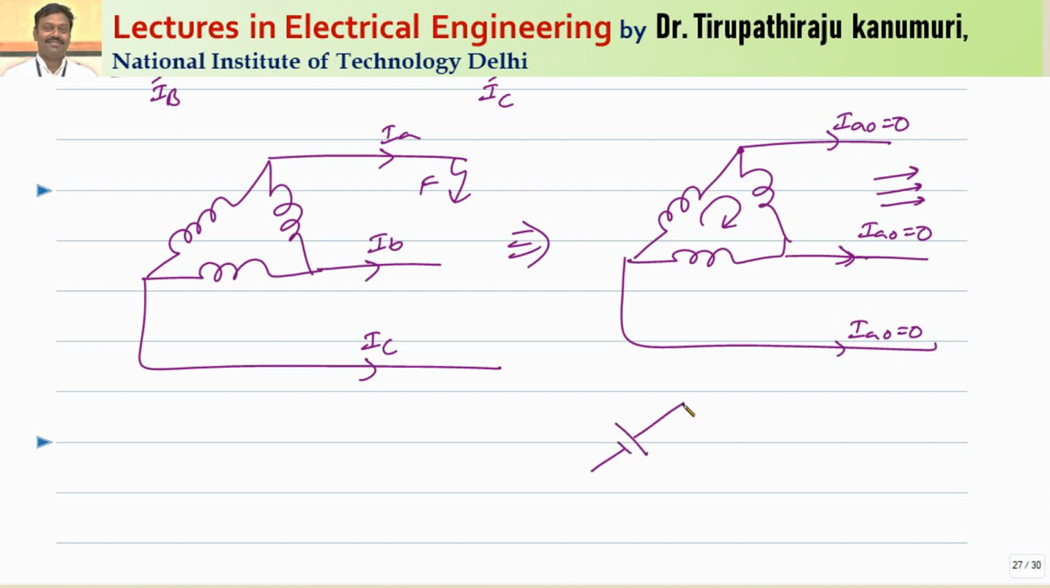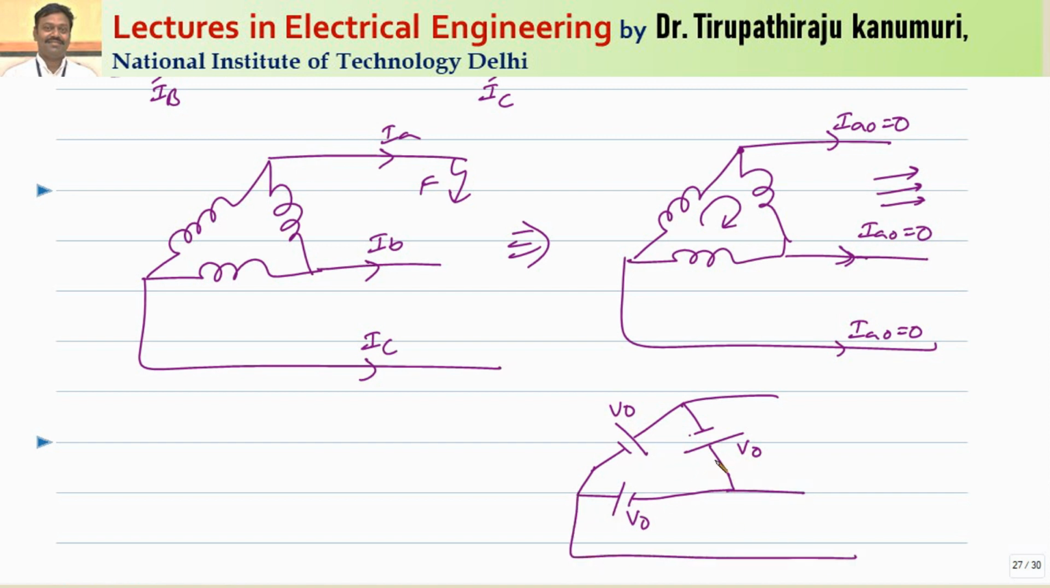So let us assume the EMF induced in this winding is like this. EMF induced in the second winding is like this. Similarly, the EMF induced in the third winding is like this. So this is nothing but V0. This is nothing but V0. This is nothing but V0. So this is my equivalent circuit.